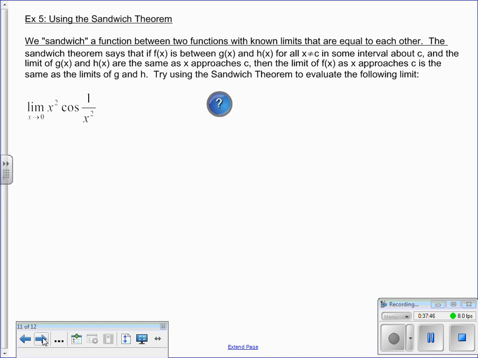Okay, sandwich theorem. We sandwich a function between two functions with known limits equal to each other. The sandwich theorem says that if a function f of x is between g of x and h of x in some interval containing point c, where I'm taking my limit, then... so if I have, here's f. Actually, let's make it a little easier than that. So here's f.